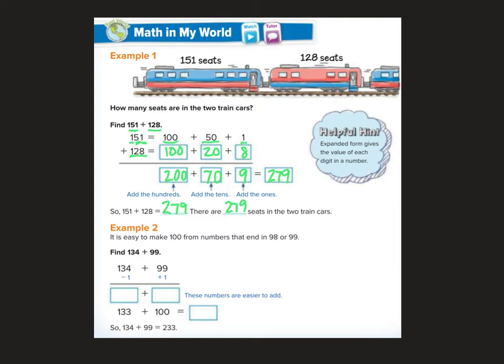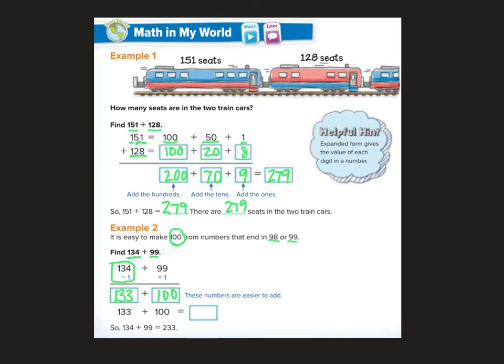In this one, we're trying to find 134 plus 99. It's easy to make 100 from numbers that end in 98 or 99. So what I'm going to do is add 1 to 99 to make it 100. But in order to balance things out, that means I need to subtract 1 from this side. I have to take 134 minus 1 to get 133.